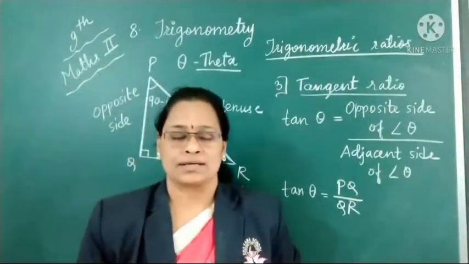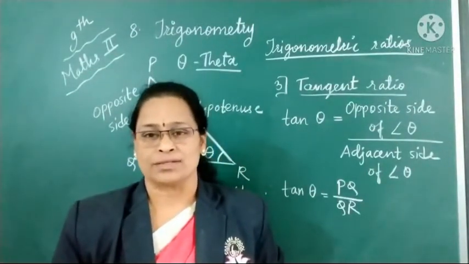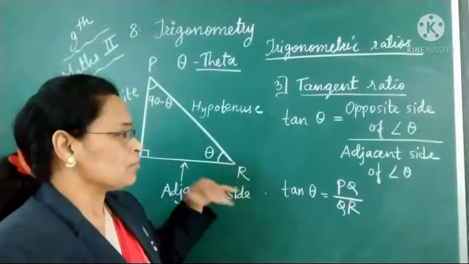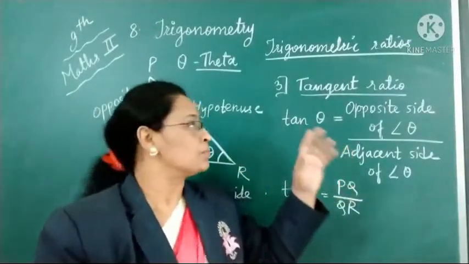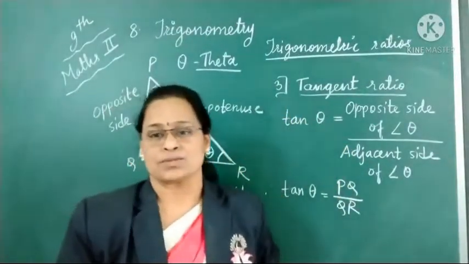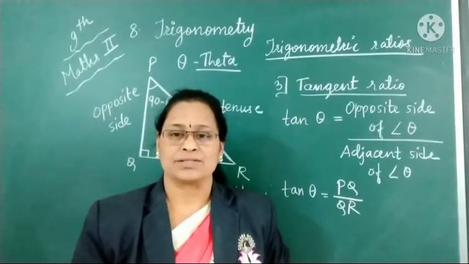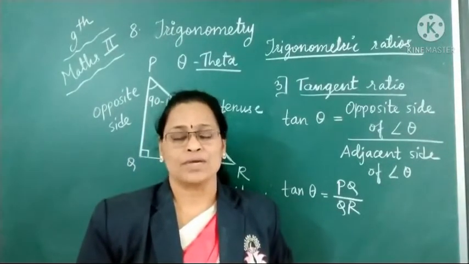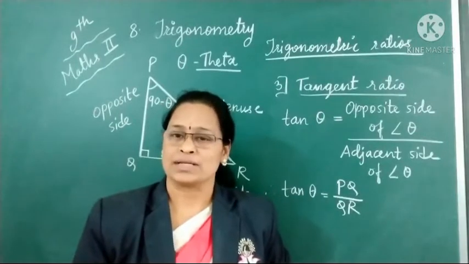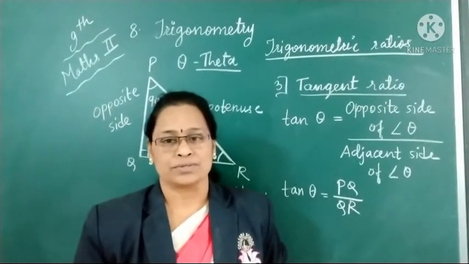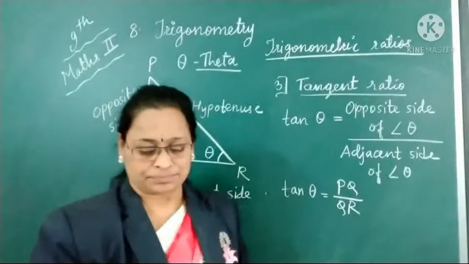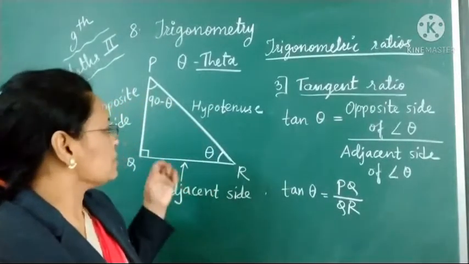three ratios are there. These are called trigonometric ratios. And again, three more ratios are there which are opposite to these three ratios. They are sec ratio or secant ratio, cosecant ratio and cotangent ratio, which you are going to learn in the next class.